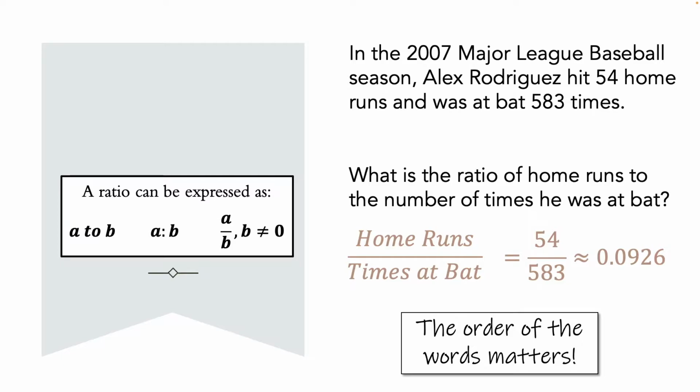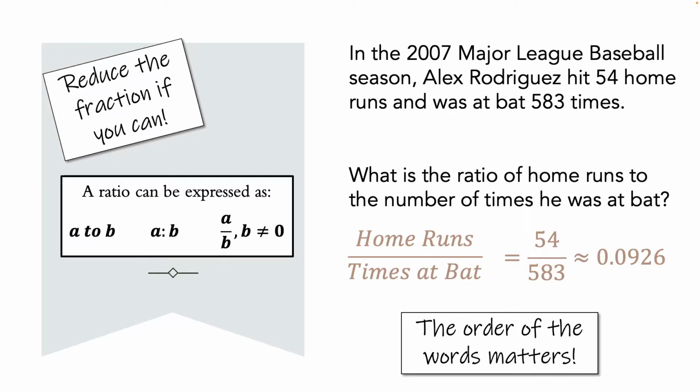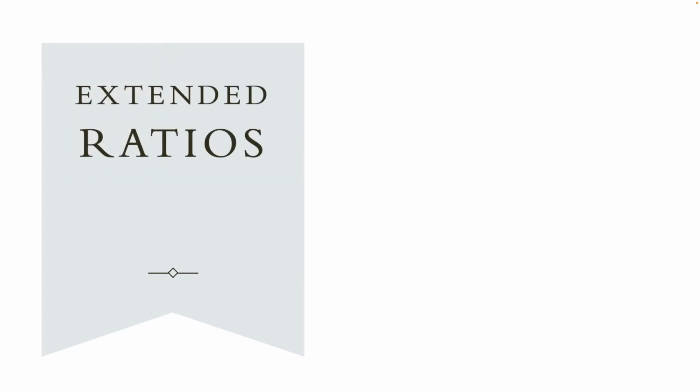And if you want to divide it out to make it a decimal, you can. Now, with fractions, always reduce the fraction if you can. If you can't, then just leave it. But if you can reduce it, that's the proper way to write a ratio.